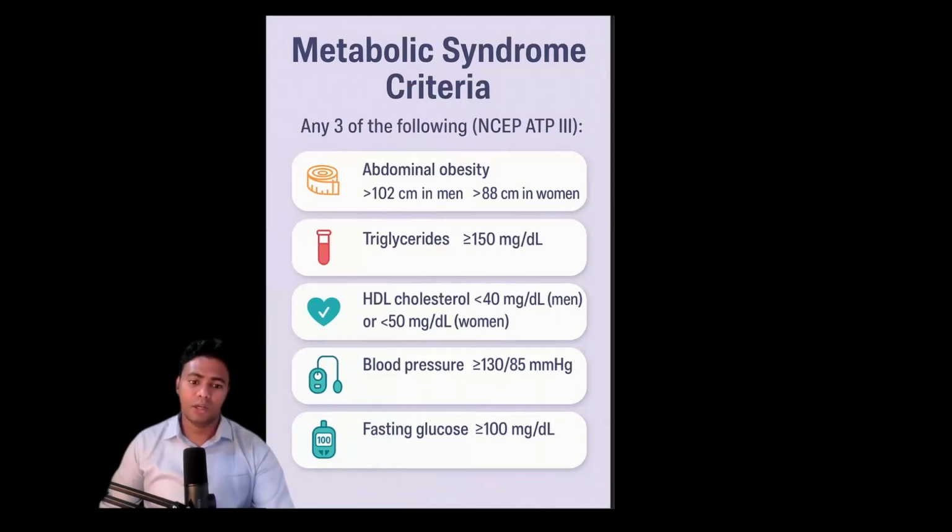To summarize, we should diagnose metabolic syndrome with any 3 of the 5 clinical features, which are the waist circumference, the triglyceride levels, the HDL levels, the blood sugar levels, and the blood pressure levels. And then you should screen the high-risk patients and manage those patients aggressively to reduce the cardiovascular and diabetes risk.